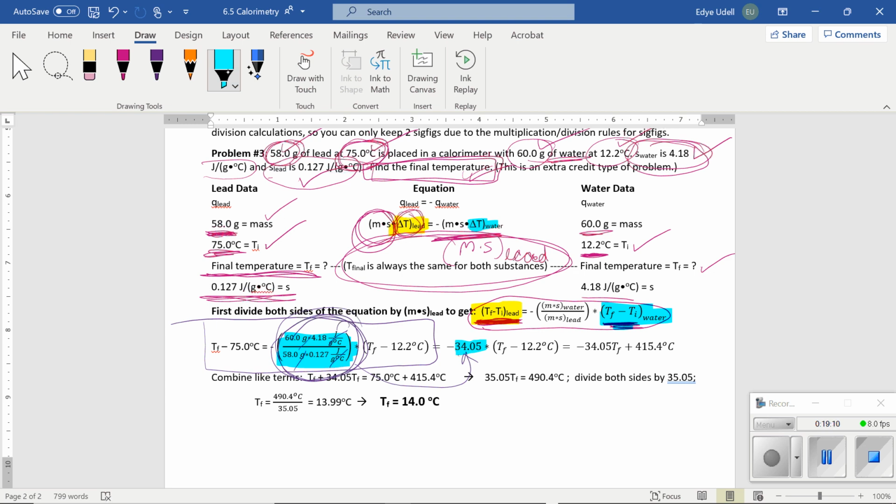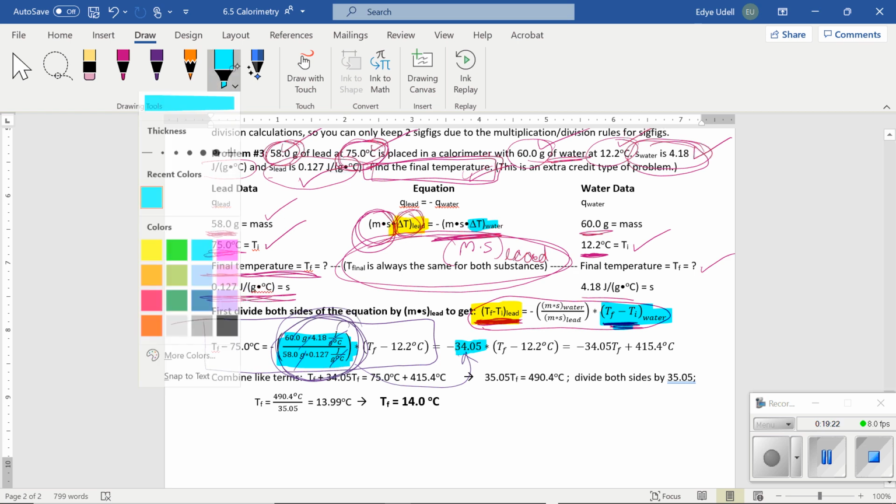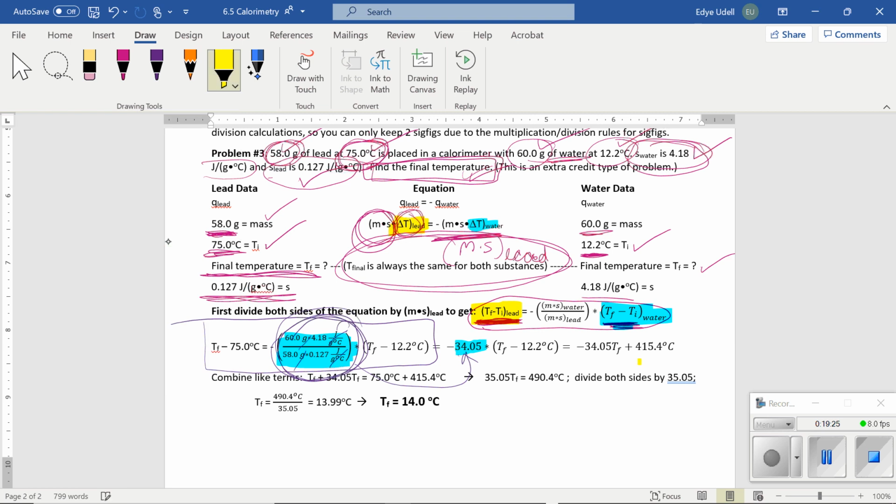Now I'm going to distribute that negative 34.05 into the parentheses here. So I get negative 34.05 TF. This right here becomes a positive, because I have a negative and a negative in front. When I distribute this negative 34.05, I get positive, and I have to multiply the 34.05 times the 12.2. So I get the 415.4. I have to keep my units, degrees Celsius.